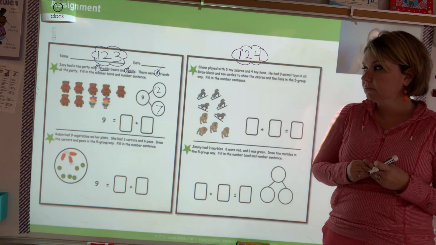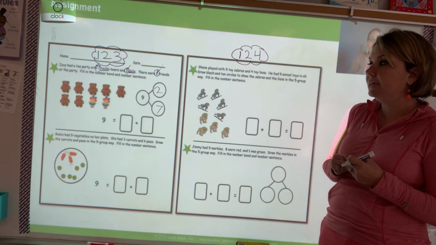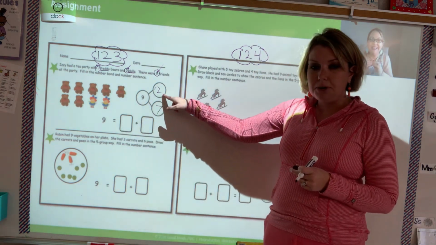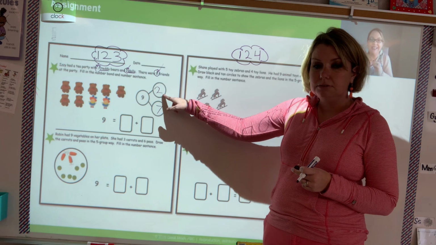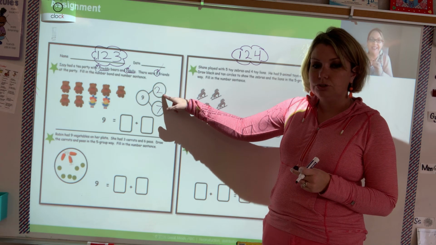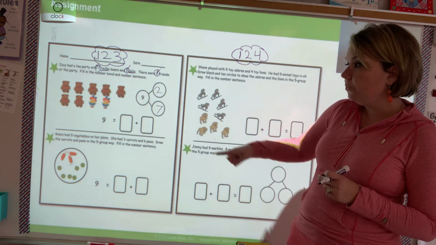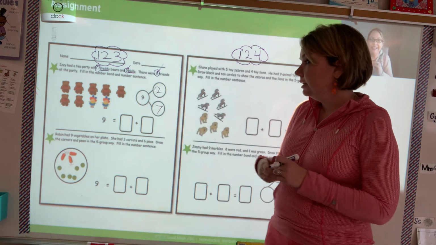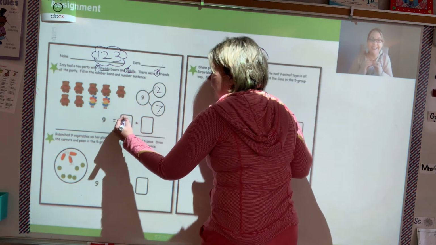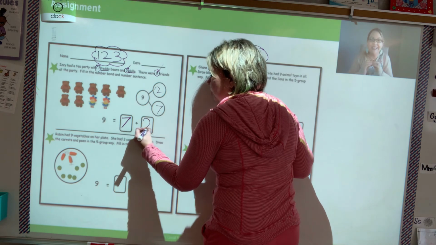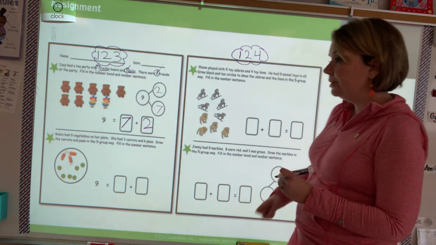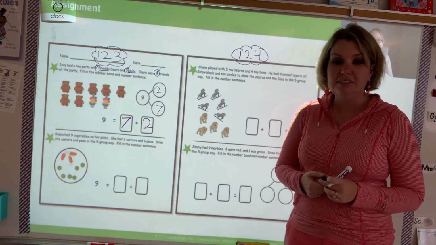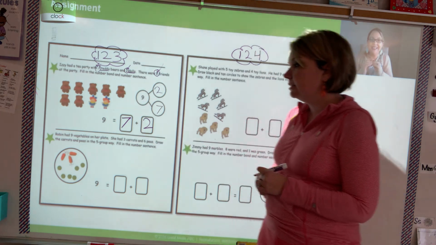5 and 4 and 9. No, not 5 and 4 and 9. These are our two parts. What number's in this part? The numbers, circles. Yeah, what's in this circle? 7 and 2. So I have a 7 and a 2. What if you put 2 and 7? Does that matter? No, because you can switch around the parts.